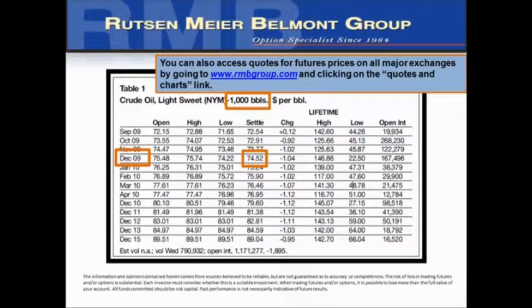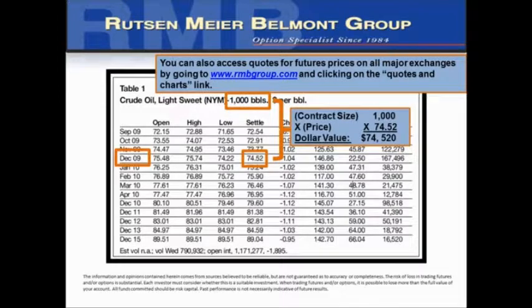To find the dollar value of one December crude oil contract, simply multiply the contract size of 1,000 barrels times $74.52. At the close of trading on this day, one December of 2009 crude oil contract was worth approximately $74,520. $74.52 times 1,000 barrels equals $74,520.